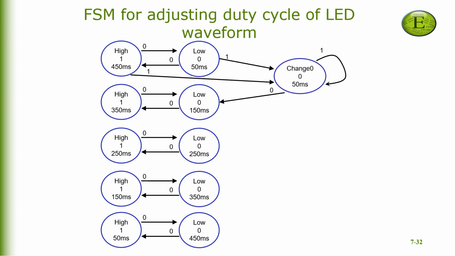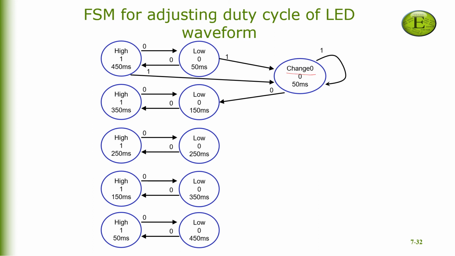Quite naturally, the change or the transition from one pair of states to another can be brought about by adding another state which corresponds to the switch input. In fact, this state is acting like a transition state. That's why the name is change 0.